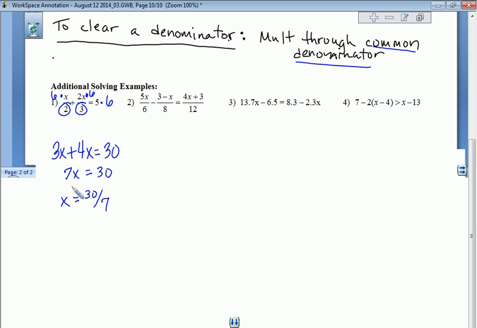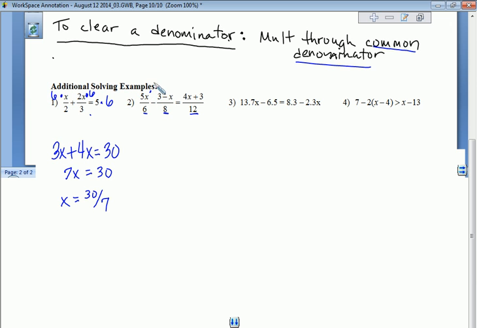Would it work with one of the bigger denominators? Oh yeah. Let's look at number 2. On number 2, we have denominators 6, 8, and 12. 24. So 24 is the smallest number that all 3 of these divide into. Does everybody see that? 24.